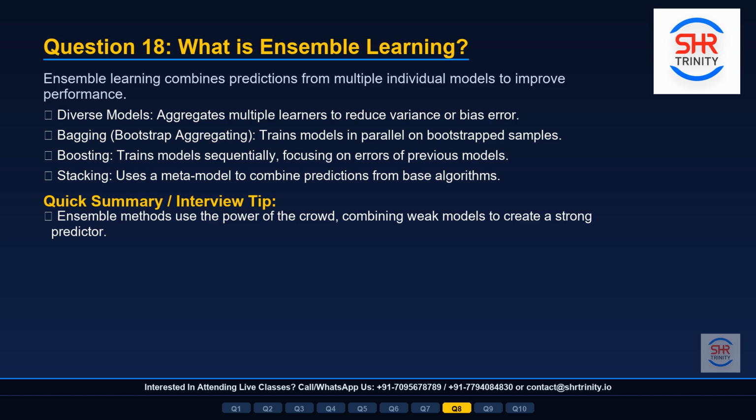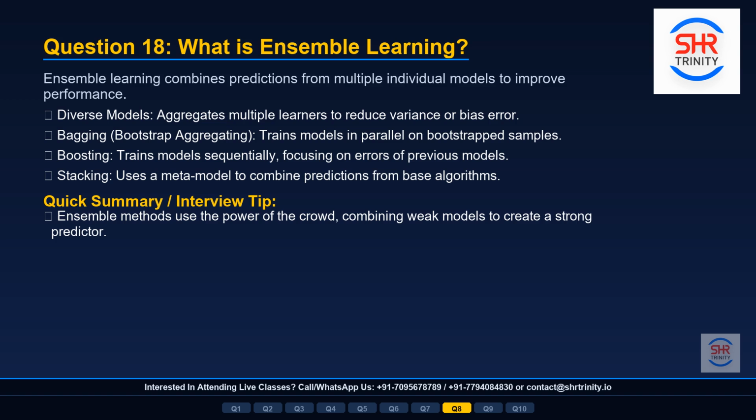Second, boosting, which trains models sequentially, where each subsequent model focuses on correcting the errors made by its predecessor. This is best for reducing bias. Third, stacking, which trains completely different base models, like an SVM and a decision tree, and feeds their predictions into a final metaclassifier that learns how to best combine them. Question 19. Bagging versus boosting.